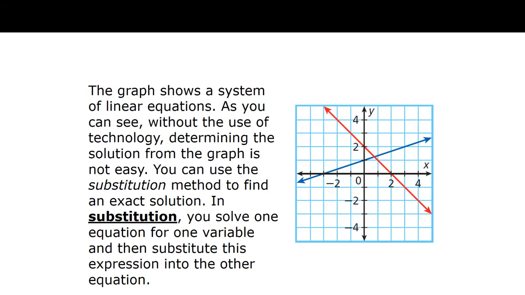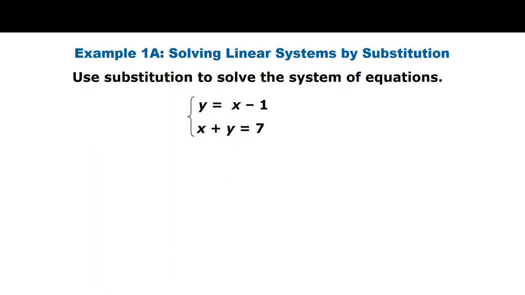All right, the graph shows a system of linear equations, and as you can see, without the use of technology, determining the solution from the graph is not easy. You see, it doesn't actually hit an exact point. You can use the substitution method to find an exact solution. In substitution, you solve one equation for one variable, and then substitute this expression into the other equation. Let's see how it works.